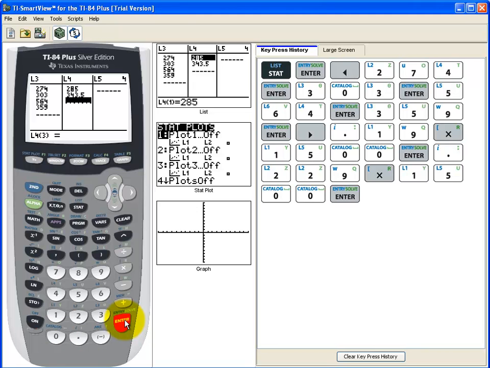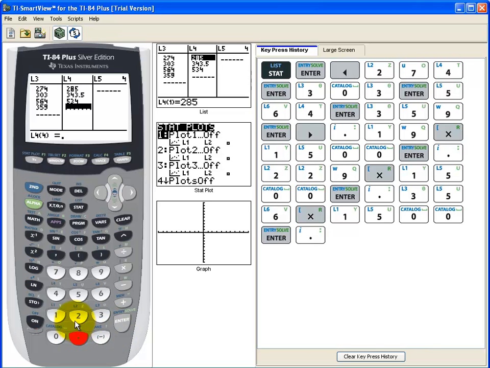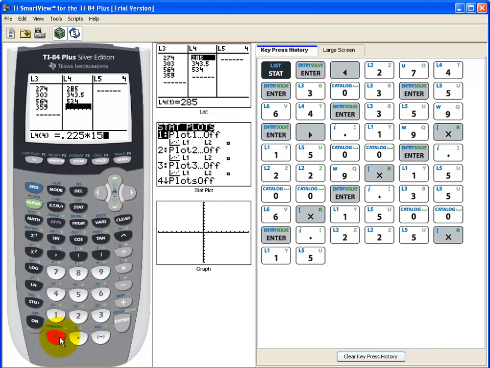And then for the South, it said the percentage was 35.6, so 0.356 times 1,500. And that's the count of 534 for the South that you see. And then finally for the West, the percentage was given to be 22.5%. So 0.225 times 1,500. And there's your count for the West.